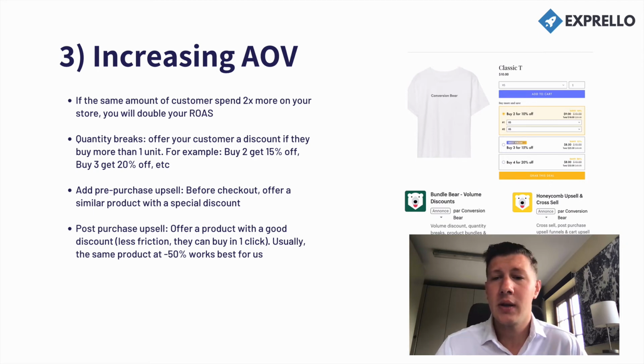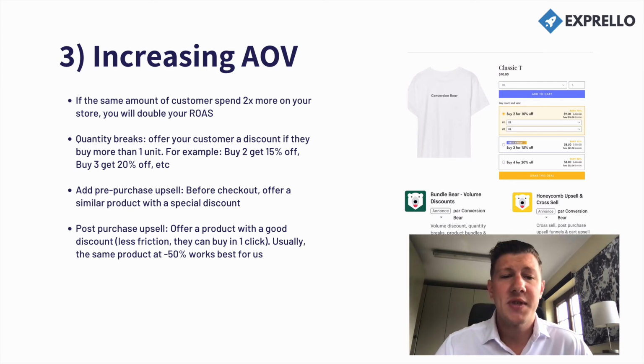I use the plugin Bundle Bear Volume Discount. It's really good. It's an app on Shopify, so you can use the same if you want. I really recommend it because you can customize all sorts of bundles. You can do quantity breaks, discounts, and there are a lot of options. You can customize everything, so it's really good for that.